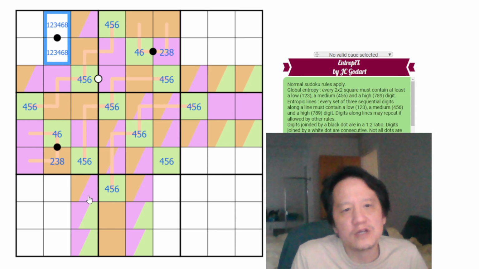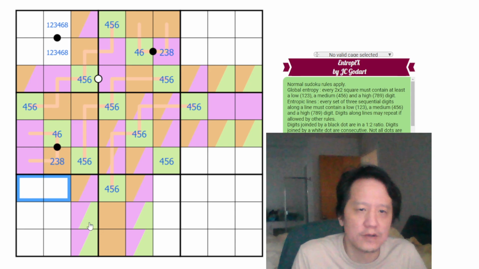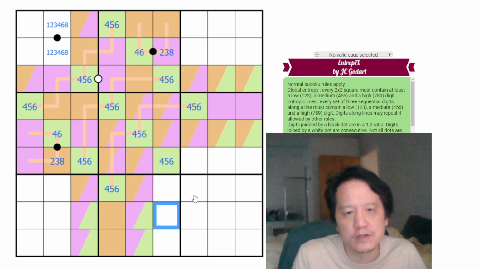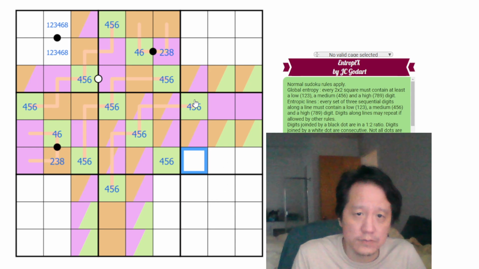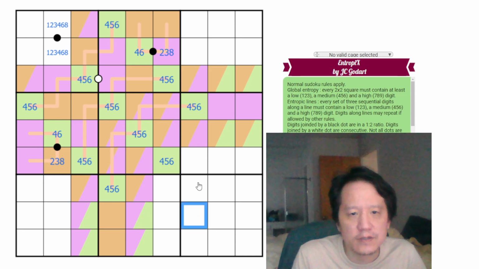We know one of these. Doesn't really tell us much. One of them has to be green here. One of them has to be green here. That doesn't really tell us much, though. One of these is green. Doesn't really tell us much. One of these is green.